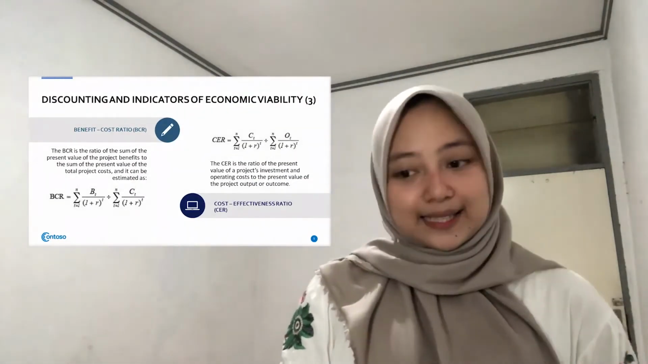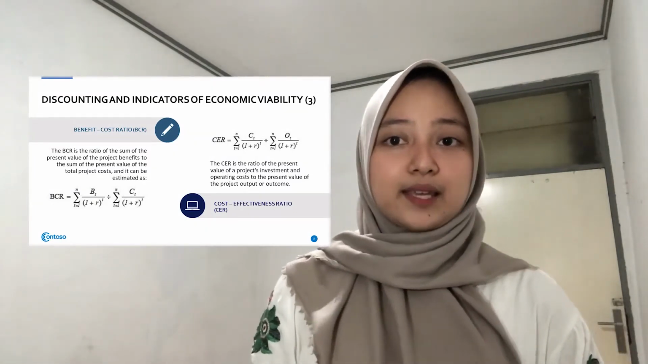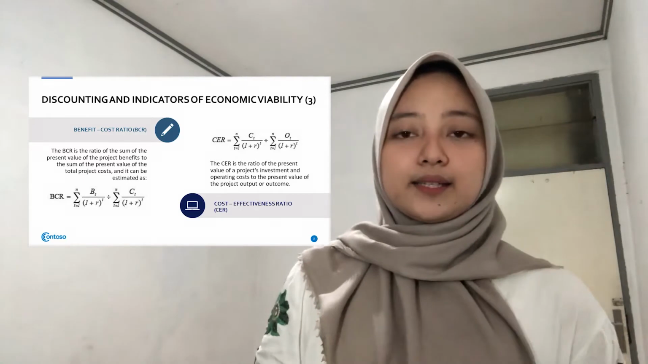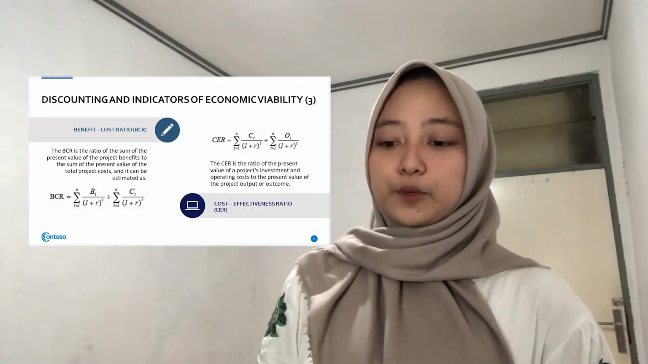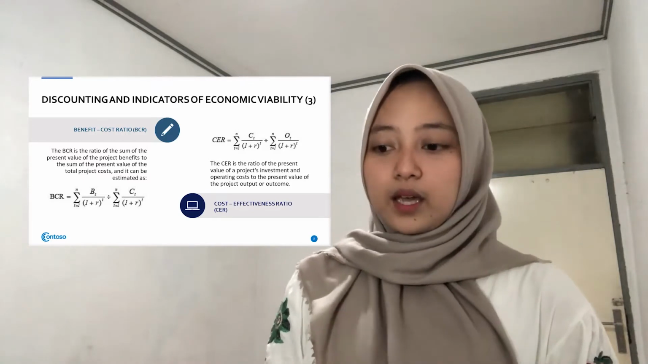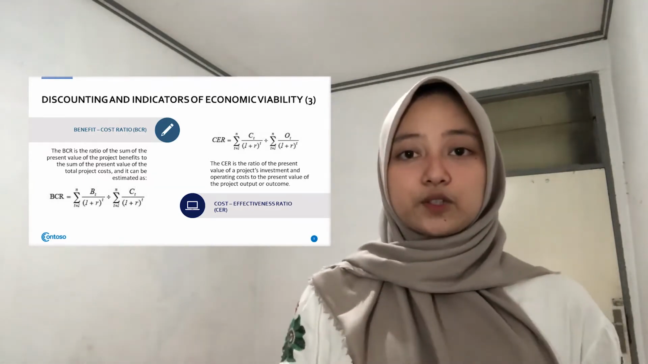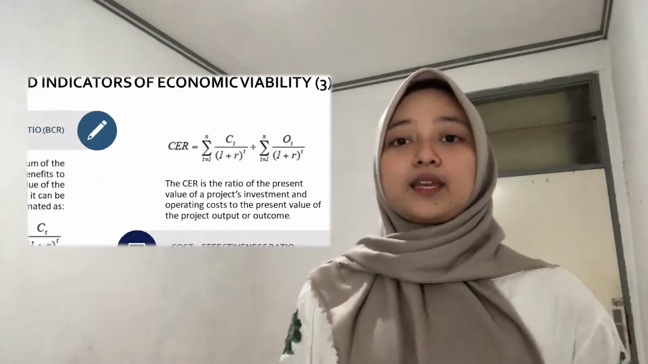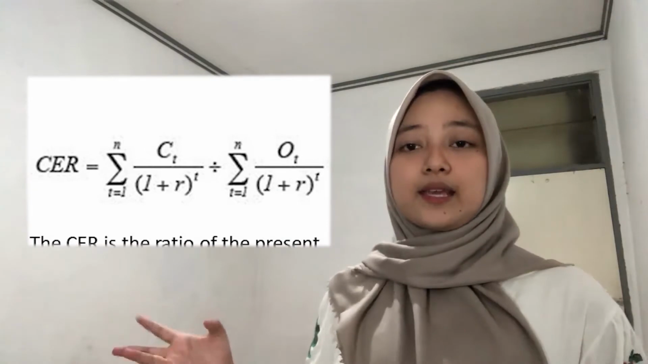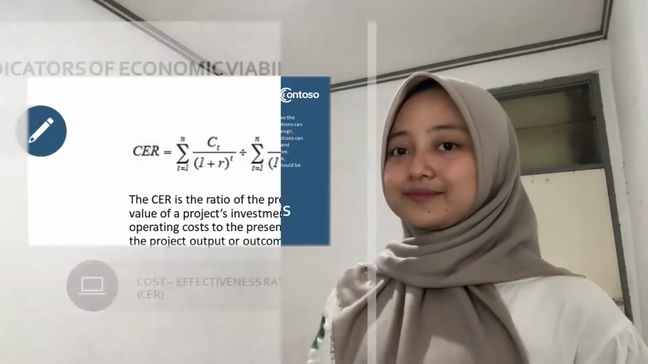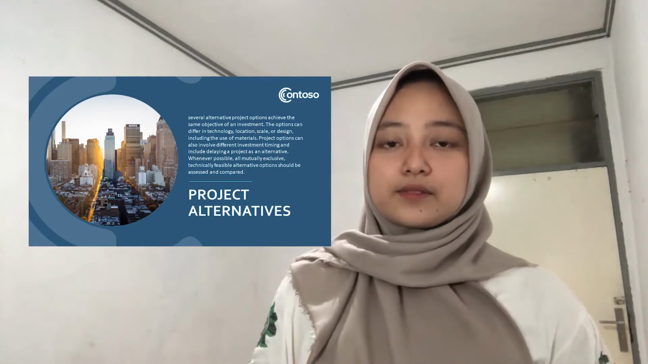And the last one is the cost effectiveness ratio or the CER. CER is the ratio of the present value of a project's investment and operating cost to the present value of the project output or outcome, and it can be estimated from the following formula that you can see on the screen. And then the second point is project alternatives.